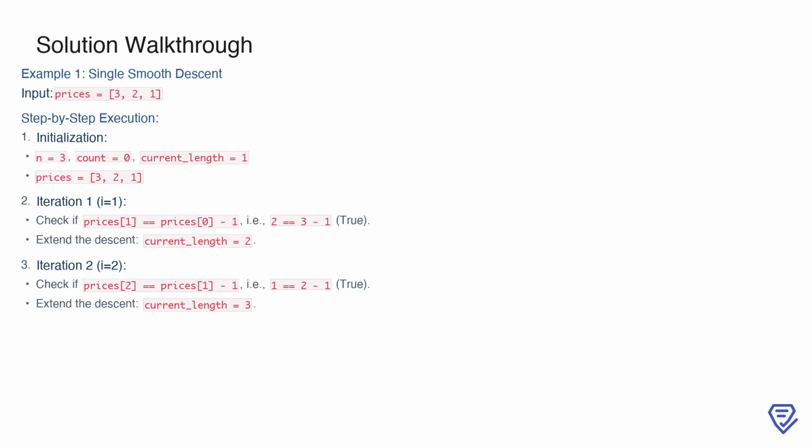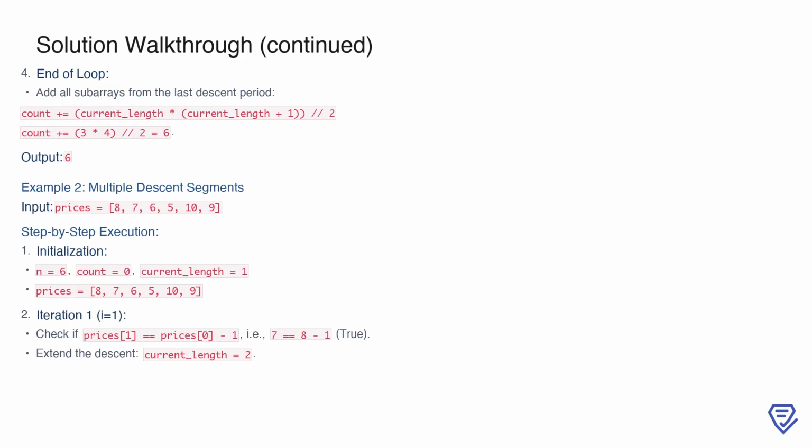Now, in the first iteration, we check if the second price, 2, is exactly 1 less than the first price, 3. Since this condition is true, we extend the current descent streak by incrementing current_length to 2. In the second iteration, we check if the third price, 1, is 1 less than the second price, 2. This condition is also true, so the descent streak is extended to a length of 3.